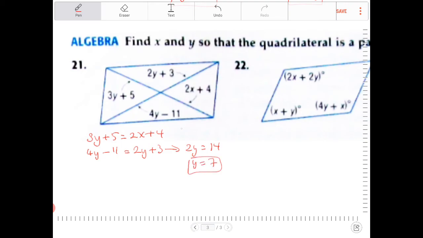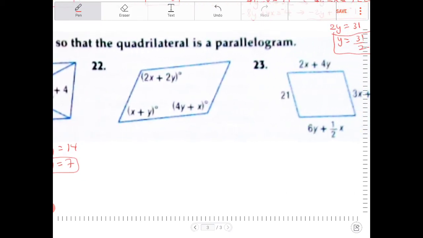And since I know y is equal to 7, then I can say 2x plus 4 is equal to 26. Subtract 4 from both sides, I end up with 2x is equal to 22. Divide by 2, x is equal to 11. Opposite angles are going to be congruent, and also consecutive angles are going to be supplementary. So therefore I can say 2x plus 2y plus x plus y is equal to 180. So I can say 3x plus 3y is equal to 180. Divide both sides by 3, I end up with x plus y is equal to 60.